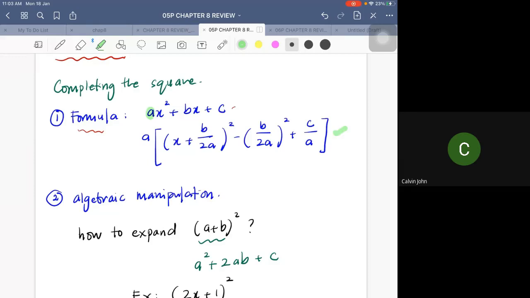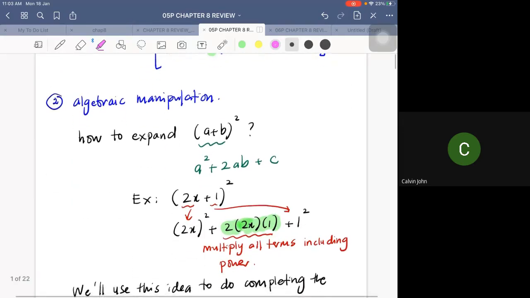Ini adalah formula untuk completing the square. So bila dah masuk ganti, so apa dia nilai A, apa dia nilai B, apa dia nilai C, and you simplify. So apa yang you dapat daripada yang you ganti tu, so tu adalah bentuk completing the square. So basically kenapa nama dia completing the square? Sebab kita nak jadikan kita punya equation tu, dia ada dalam bentuk square. Okay, itu cara pertama. Okay, cara kedua adalah menggunakan algebraic manipulation.